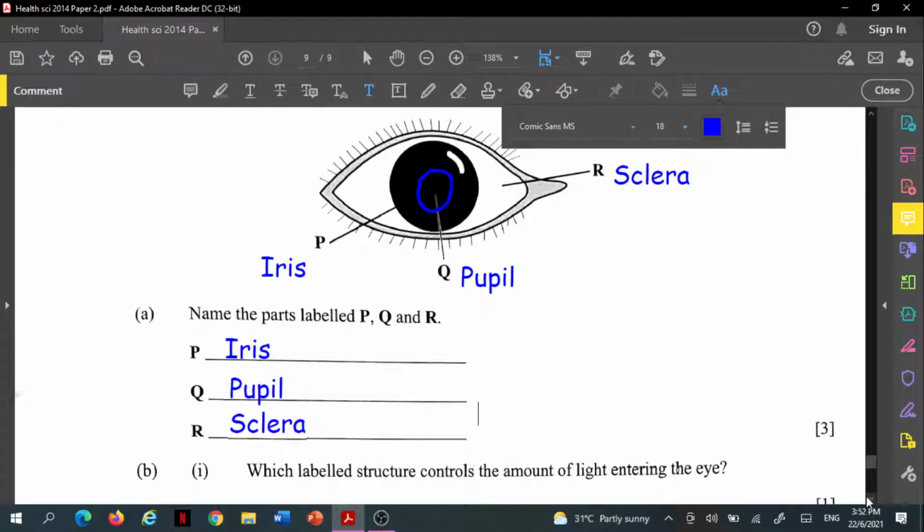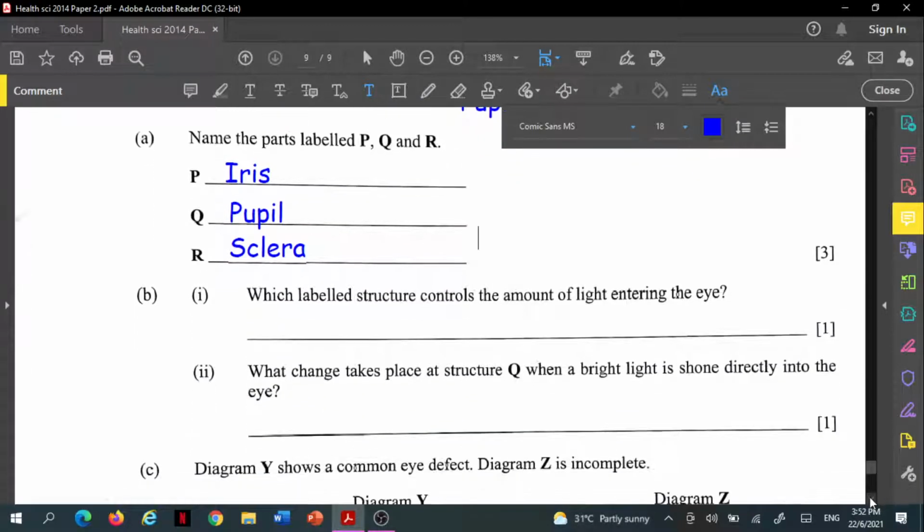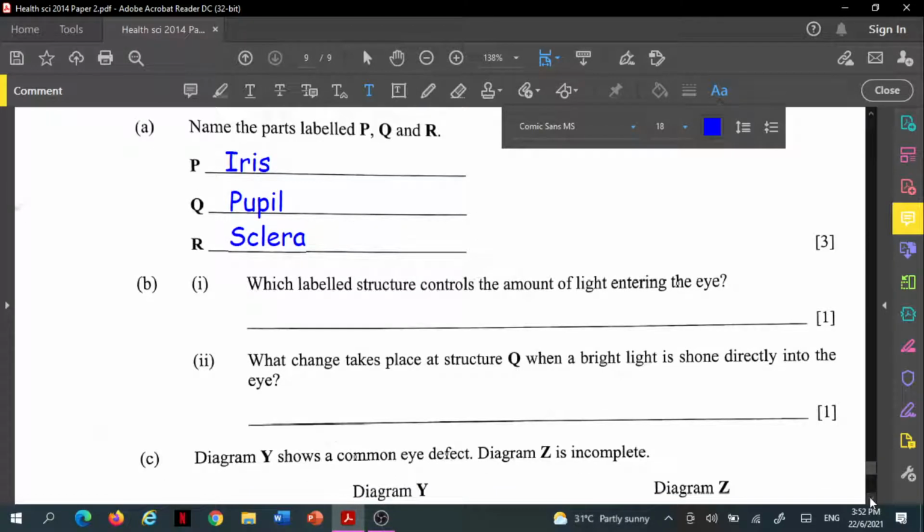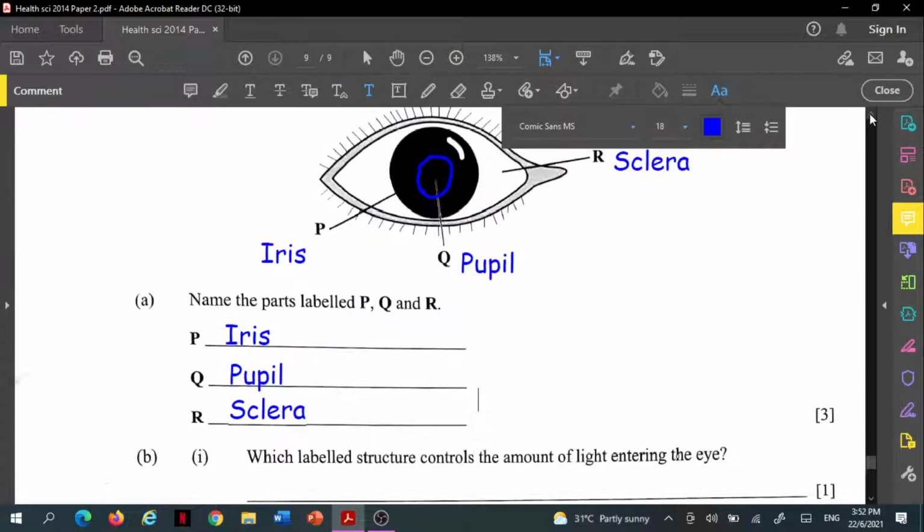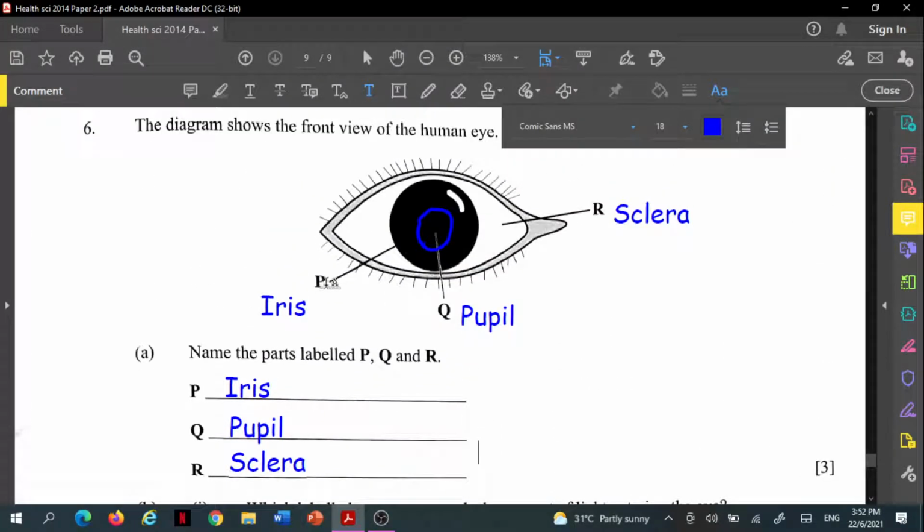Now, the next part of the question asks, which labeled structure controls the amount of light entering the eye. I'm going to explain this for you right now. It is the iris, so it is structure P. Now, how does structure P control the amount of light into the eye? It controls the size of the pupil. The pupil is not a structure. It's just a space, an opening between the iris.